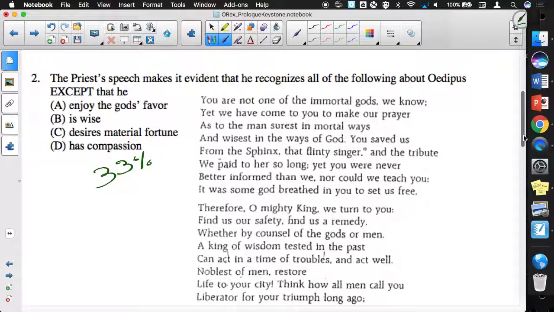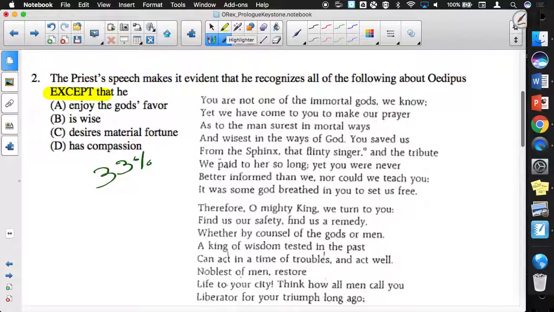What would be maybe one of the more important words in the actual question? Not worried about the answers, not worried about the passage, but within the question itself. Except. And notice it's in all caps. So should you get a question that's going to say except, they'll do something where they kind of highlight it for you so that hopefully you're able to recognize it. So what this is going to mean is the priest's speech makes it evident that he recognizes all of this about Oedipus with the exception of one of these four. So of these, which ones does he not recognize?